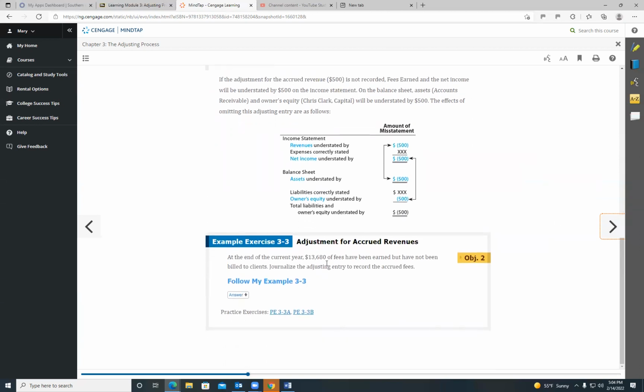So let's look at an example. At the end of the current year, $13,680 of fees have been earned but not billed to clients. And it wants you to journalize the entry to record the accrued fees. So you would start out with a debit to accounts receivable for the full amount of fees that have been earned but not recorded. And you would go ahead and credit your revenue account, fees earned. Now, there will be further entries once payments are received. But this is the adjusting entry to ensure that all the revenue that was earned in that accounting period was captured on the books. That is very important.